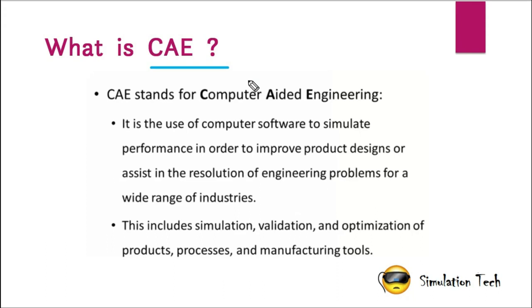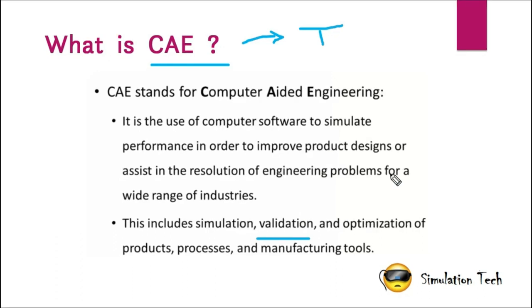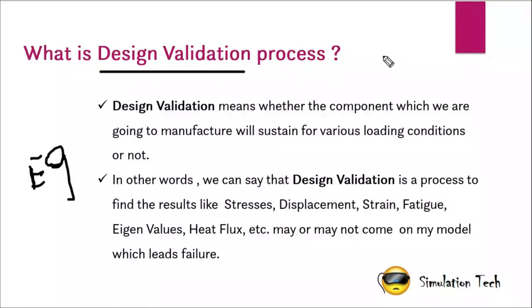Right. So we already know that CAE stands for Computer Aided Engineering. So what exactly does CAE mean? CAE is a tool. So where should I actually use this tool? To validate any design, whether that design is suitable or not, or whether I should manufacture that particular design or not. How much stress is actually formed? That is my first question.